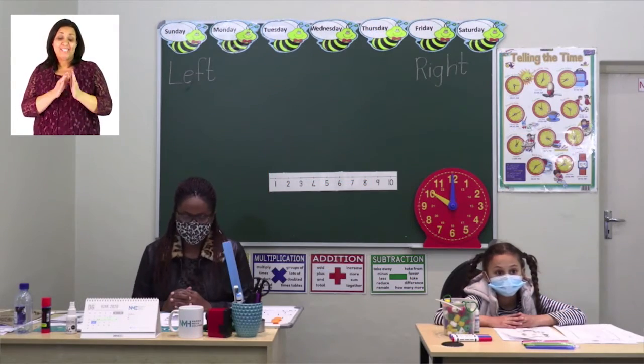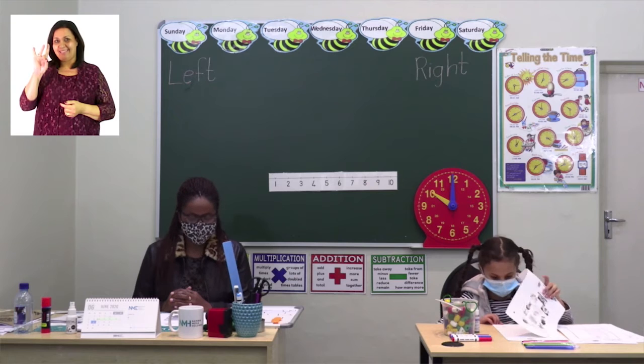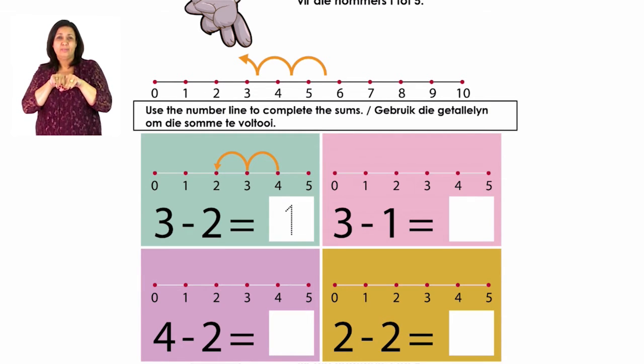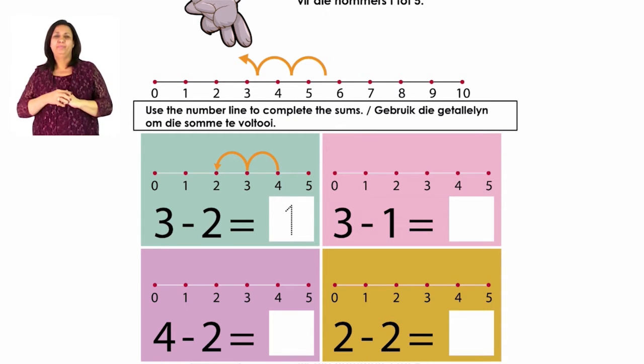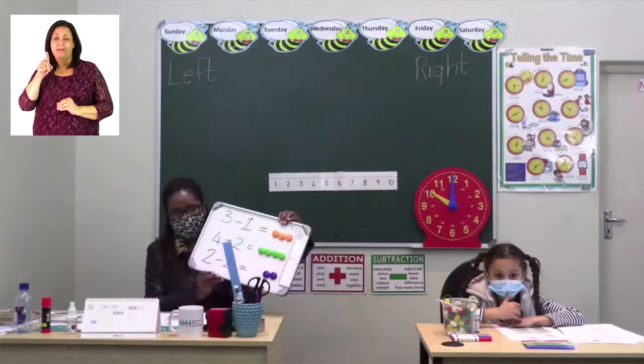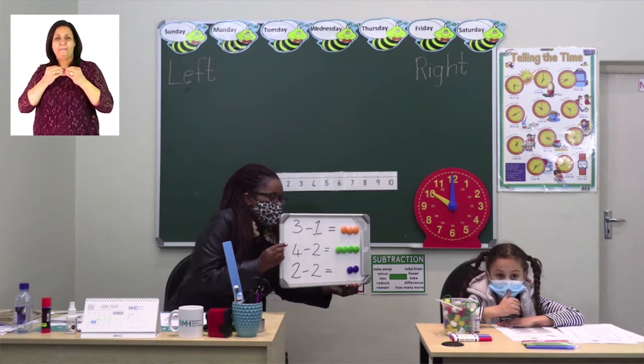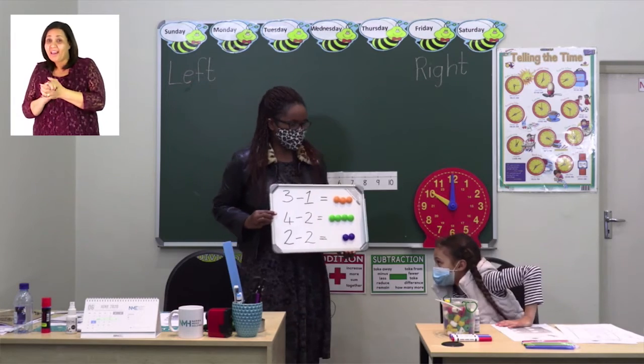Let's turn to page 28 of our booklet, and I will read what we are supposed to do. It says here, subtraction using a number line for numbers 1 to 5. Good. I would like you to look at my little board before I go on to the number line. I would like to ask my friends to come over here.